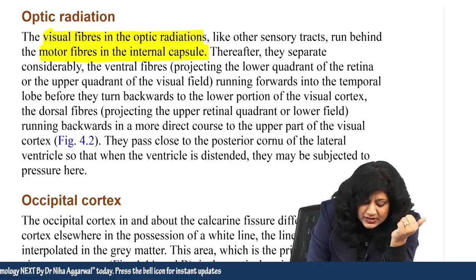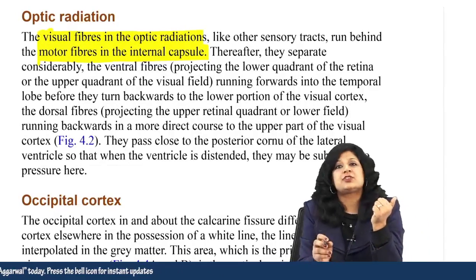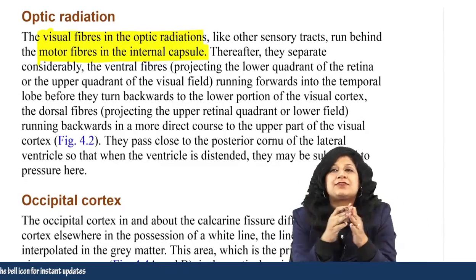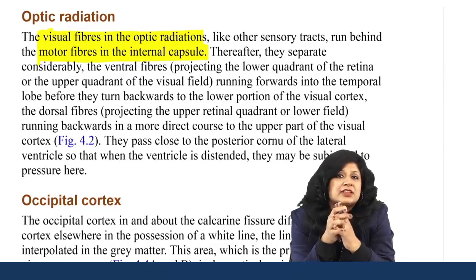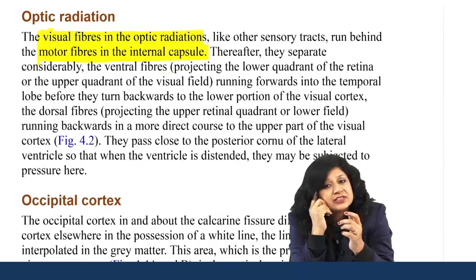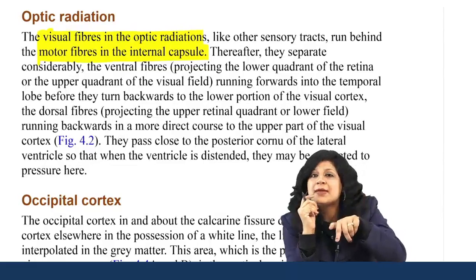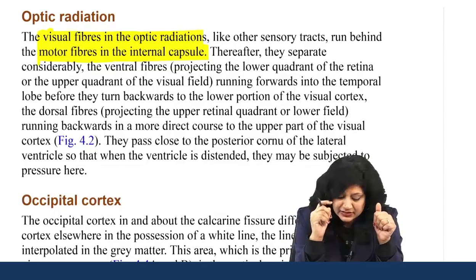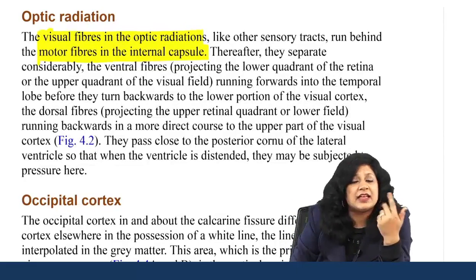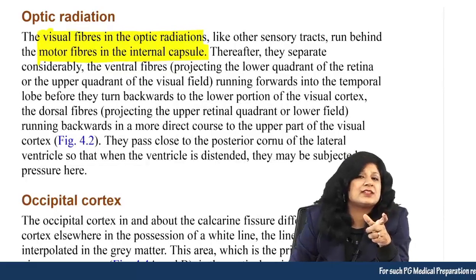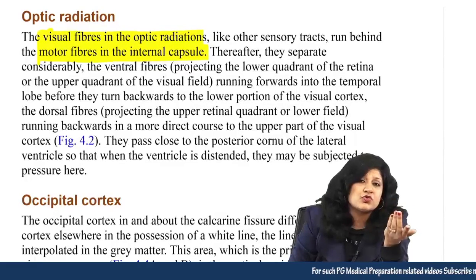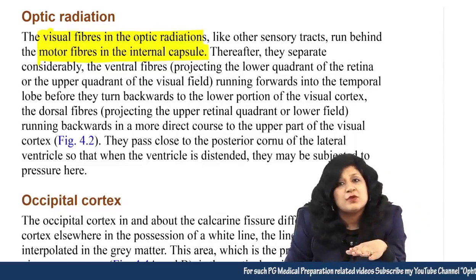Now this, if you remember, I always tell you in the classes also that whenever we have some stroke or some cerebrovascular accident, mostly the motor fibers are affected in the internal capsule, and we also have the sensory fibers which are passing behind these motor fibers in the internal capsule, and thereafter they are separating. So if I have some problem, some cerebrovascular accident in the internal capsule, then along with the stroke, the person will also have a problem with the visual fields.